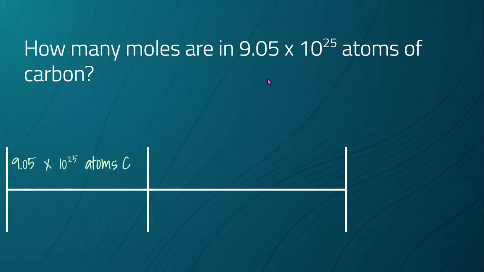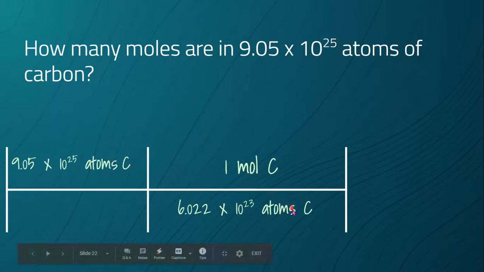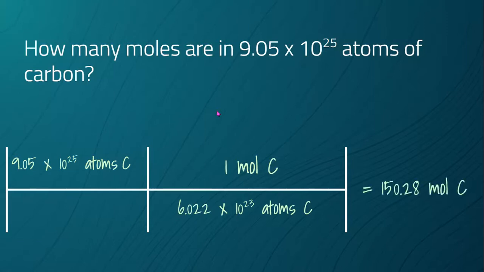My conversion factor for these, going atoms to moles, is Avogadro's number. So I'm going to put the 6.022 times 10 to the 23rd atoms of carbon diagonal down and 1 mole of carbon up. My atoms of carbon will cancel out, leaving me with moles of carbon, which is what I want. So I can multiply across the top and divide by the bottom. So that would be 9.05 times 10 to the 25th times 1 divided by 6.022 times 10 to the 23rd. That should come out to 150.28 moles of carbon.